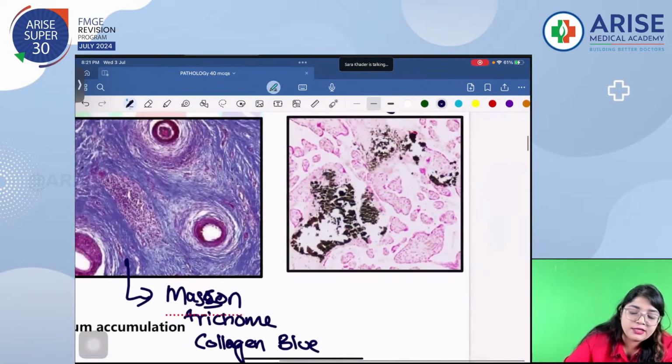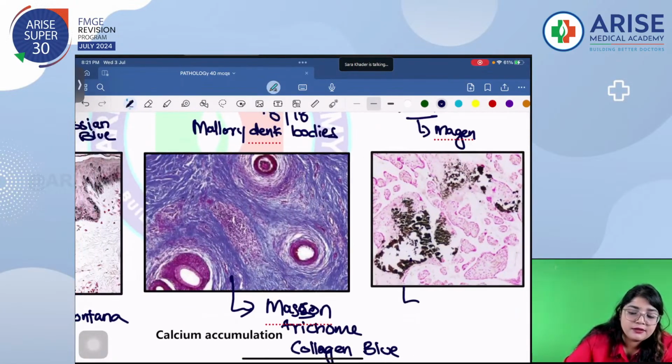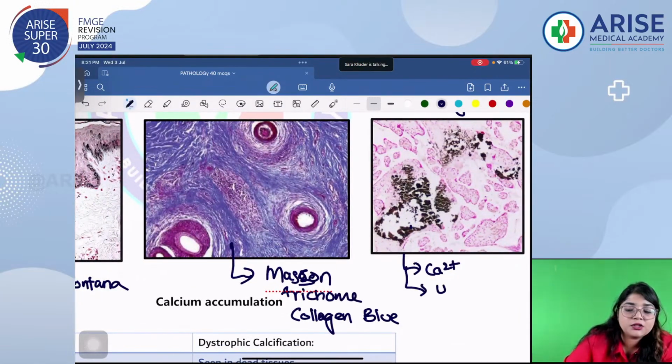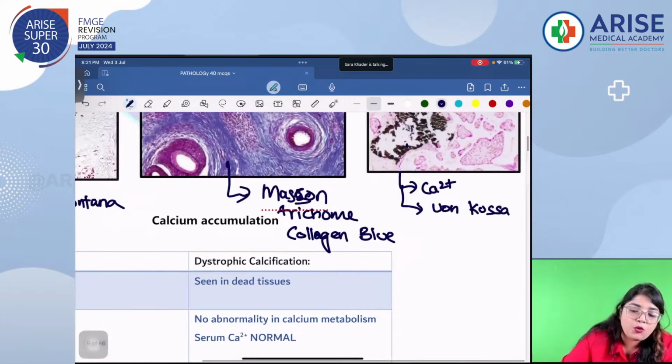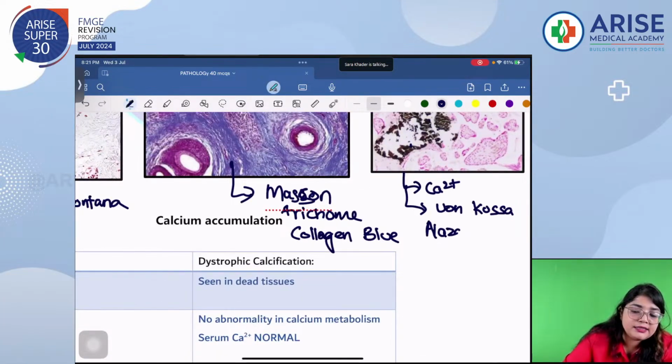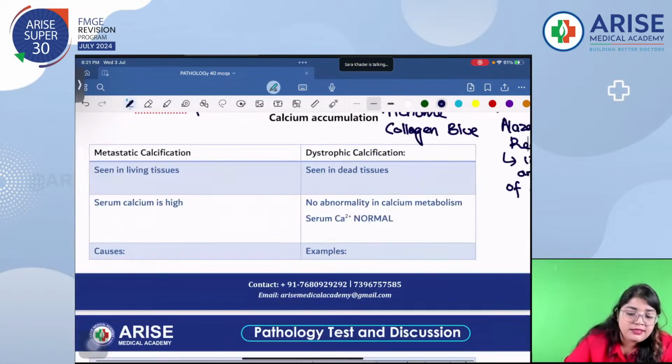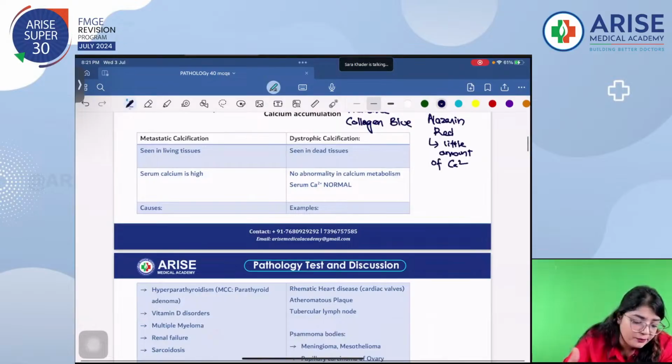Okay. What about this one? This is actually calcium. So this must be the stain known as von Kossa. So there are two stains for calcium, alizarin red and von Kossa. Alizarin red also stains a little amount of calcium. These are the different types of calcification, very important for your exam.